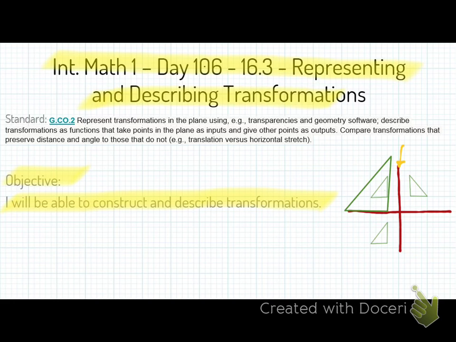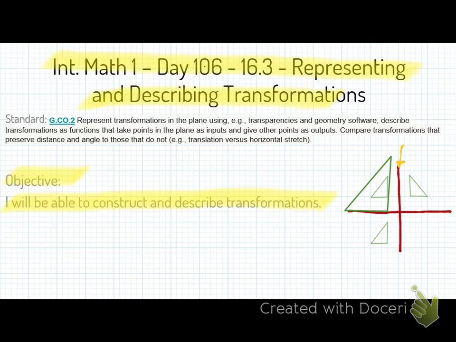Or when you're on your cell phone and you zoom in, or zoom out on a picture, it's a dilation. So let's all say dilation. Okay, so what was the first one? Good. What was the second one? Good. What was the third one? And what was the last one? Okay, good. Those are the four.